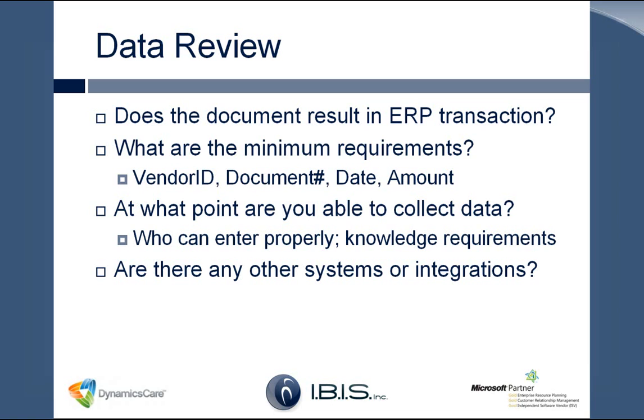So for those of you out there that are GP users, we know that vendor ID, document number, date, and amount are all required for Dynamics to create a transaction. Are there other requirements or other attributes when your teams look at an invoice that drive the rules or the determination of who's going to approve those documents? So you've got your minimum requirements, and you also have your internal requirements of what other attributes do you use to determine how that document flows to the organization.